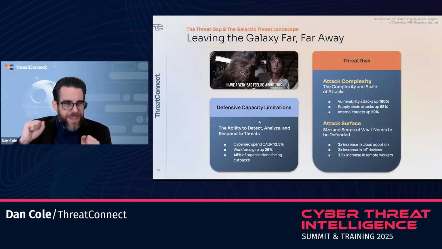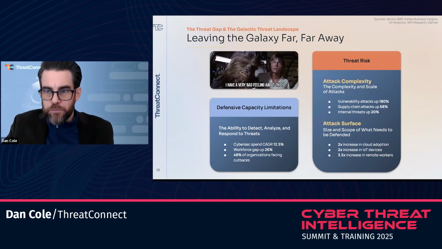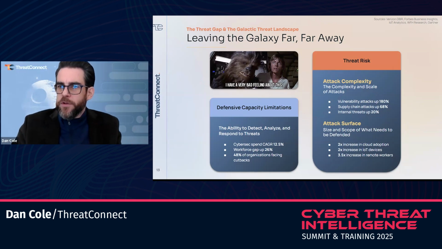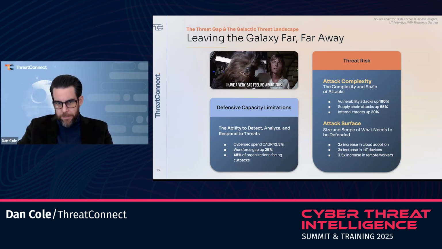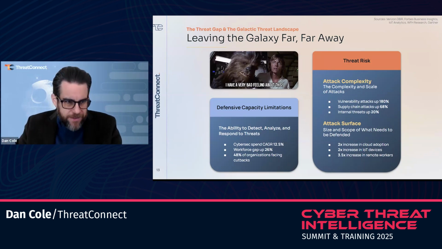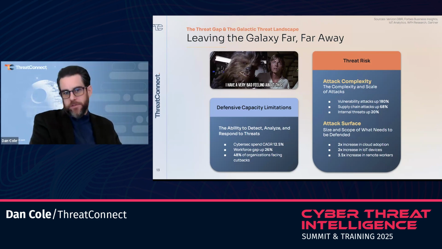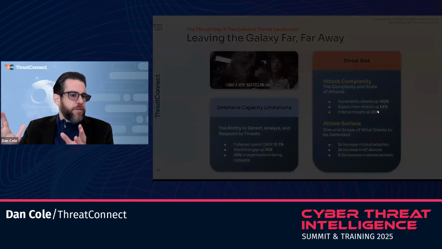The problem is when we look at threat risk. Looking at the DBIR, for example, we see that vulnerabilities used as an initial attack vector have grown 180% in the past year. Supply chain attacks are up. And attack surface is growing. Like I already mentioned, cloud adoption is growing at a 2x rate, with a 2x increase in IoT devices and more remote workers. So yes, if you look to the left, spend is growing. But if you look to the right, threat risk is growing a lot faster.